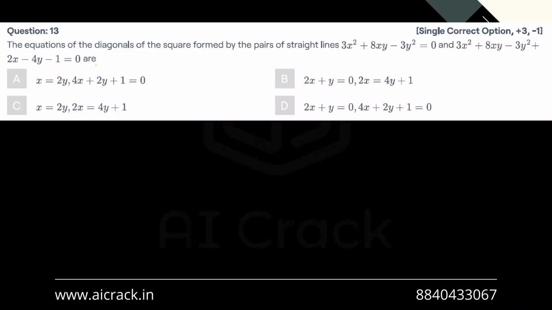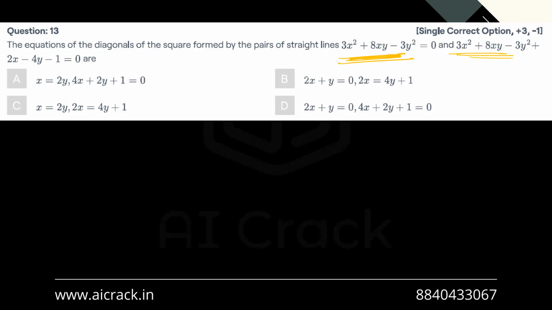Now let's look at question 13. The equation of diagonals of the square formed by the pair of straight lines 3x square plus 8xy minus 3y square equals to 0 and 3x square plus 8xy minus 3y square plus 2x minus 4y minus 1 equals to 0. Okay. So the first equation is the homogeneous equation. The second one is not.